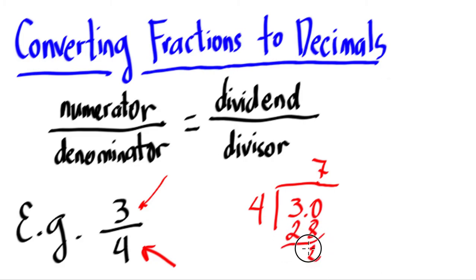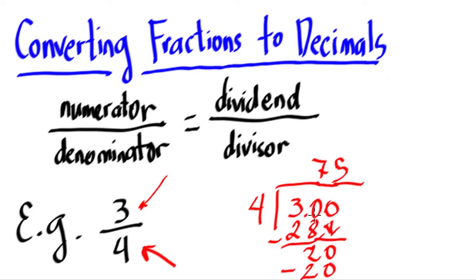Now we still cannot do this because 2 over 4 cannot be done. So let's put another 0 and bring down the 0. Then what we have is 20. How many 4's are there in 20? That's 5. 5 times 4 gives us 20, and that's equal to 0. So our answer will be 7, 5.